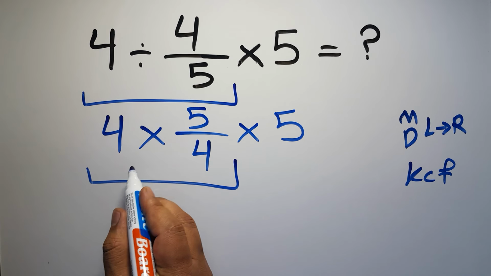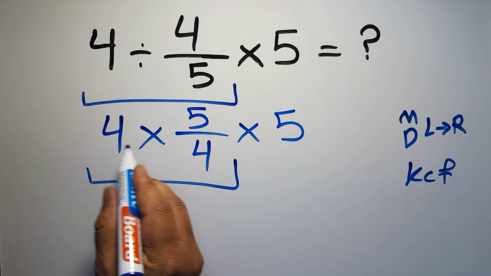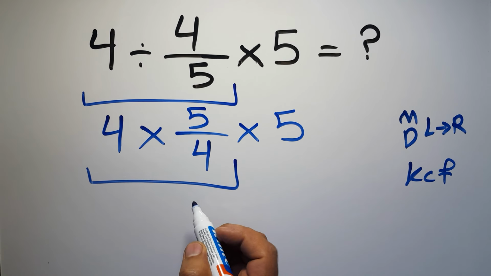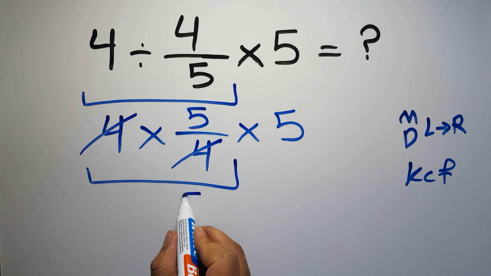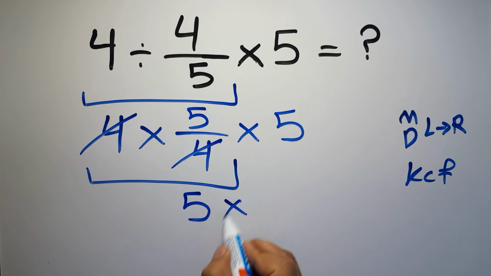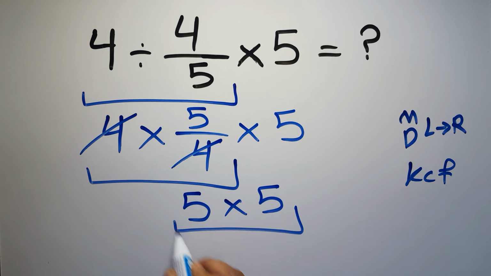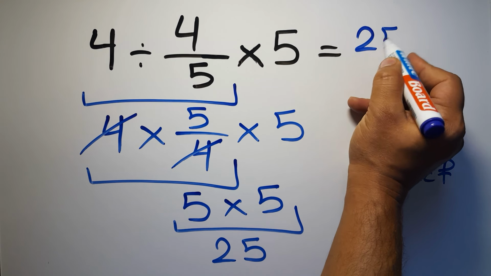First we have to do this multiplication. 4 times 5 over 4. We can easily cancel this 4 and this 4. So here we have just 5. And 5 times 5 gives us 25. And this is our final answer to this problem. The correct answer is 25.